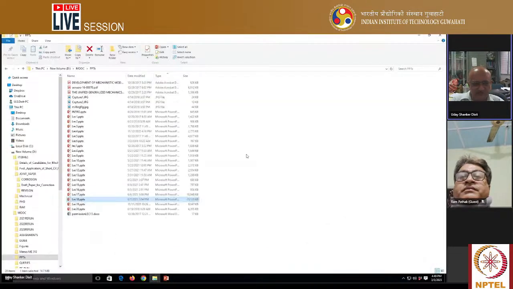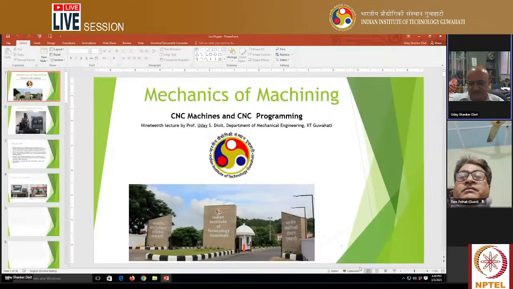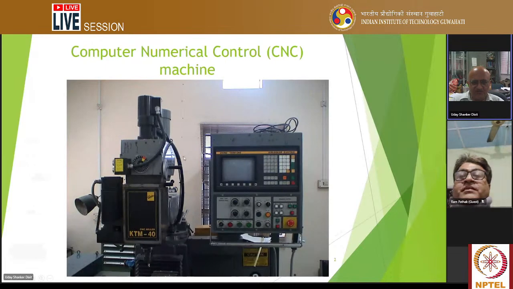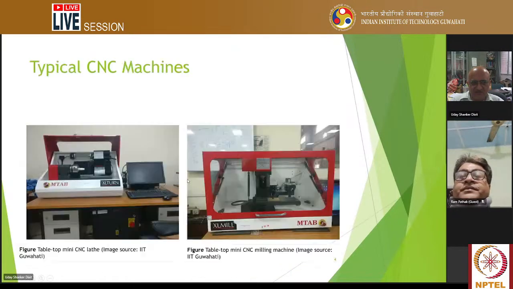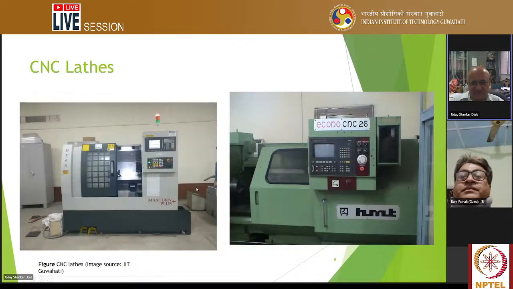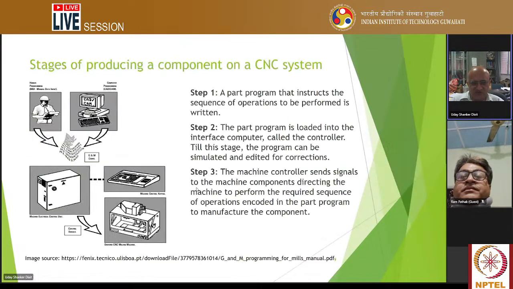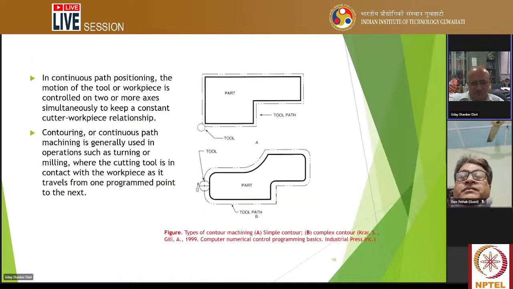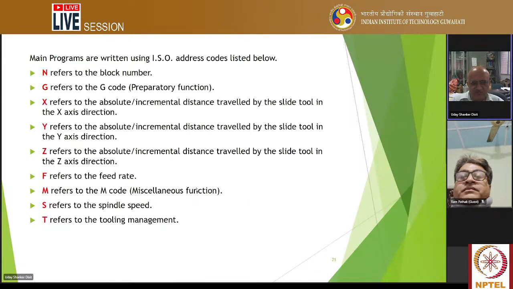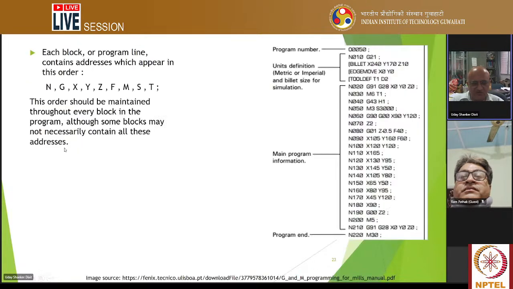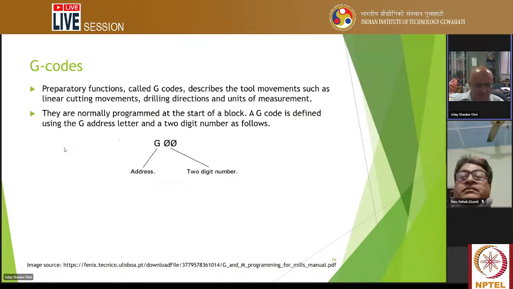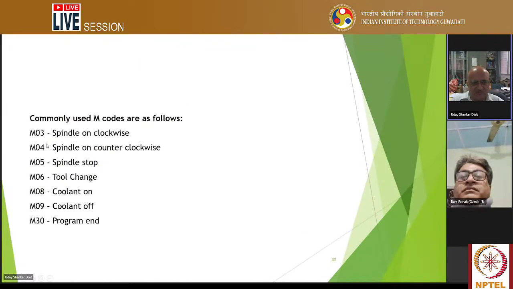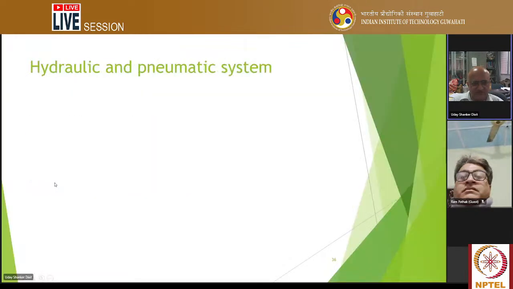And we are not having any numerical here. But the next lecture is CNC machines. This has been covered. Okay, this is one CNC machine at IIT Guwahati, and these are typical CNC machines. And here you know the advantages and programming etc. Mostly G code and M code that you can teach to students, so they can write their program. Two-digit numbers like G00 are some of the codes. M06 is tool change. So some terms are there.